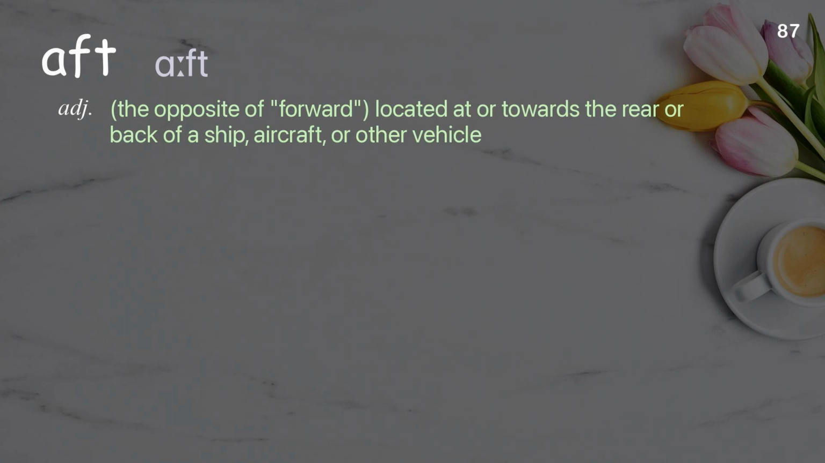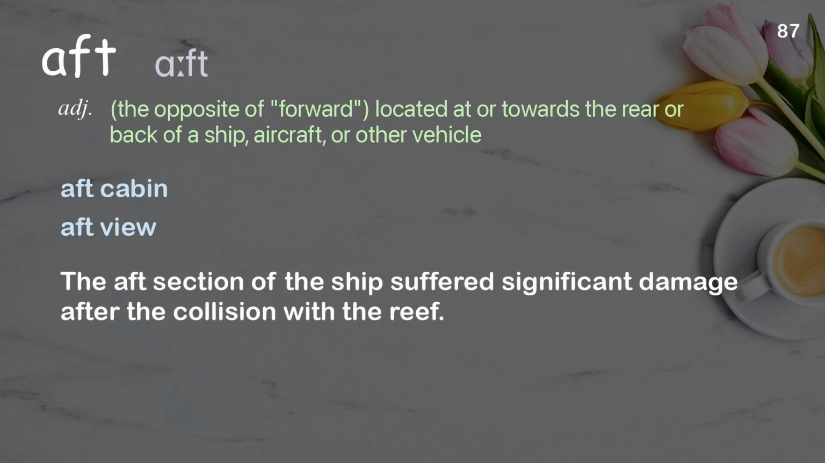Aft: The opposite of forward, located at or towards the rear or back of a ship, aircraft, or other vehicle. Examples: Aft cabin. Aft view. The aft section of the ship suffered significant damage after the collision with the reef.